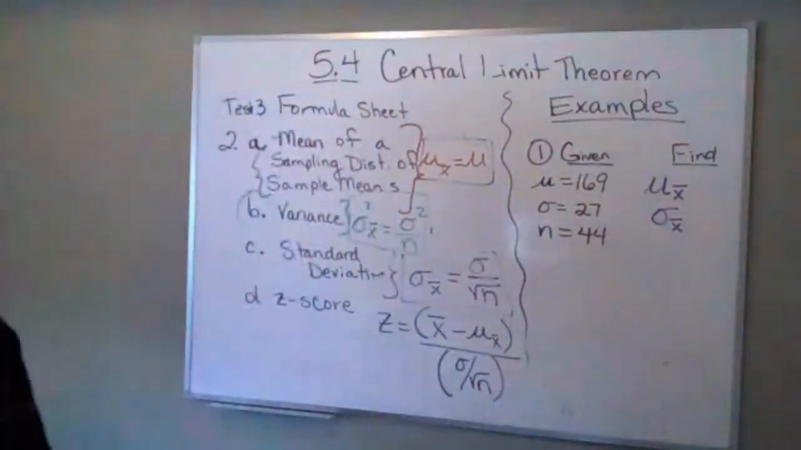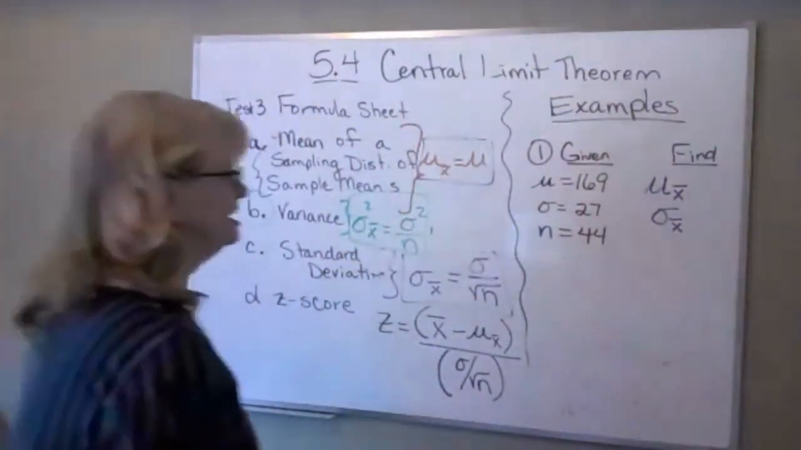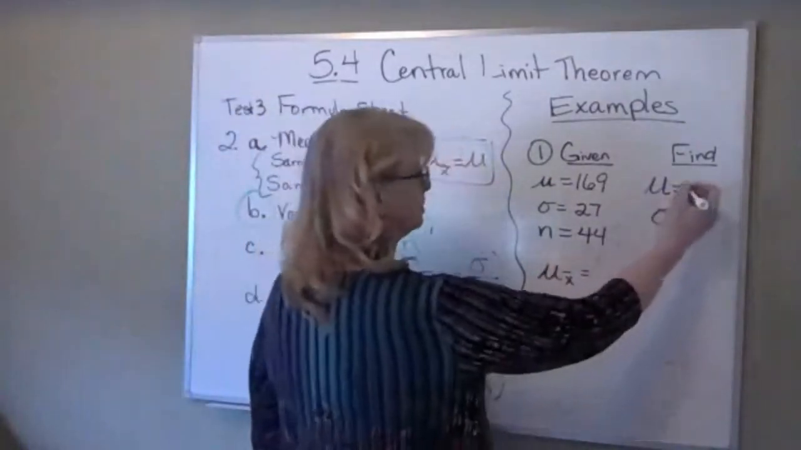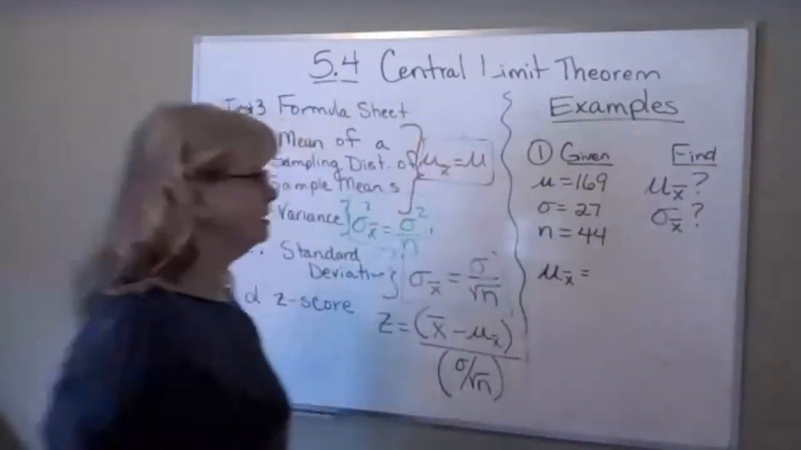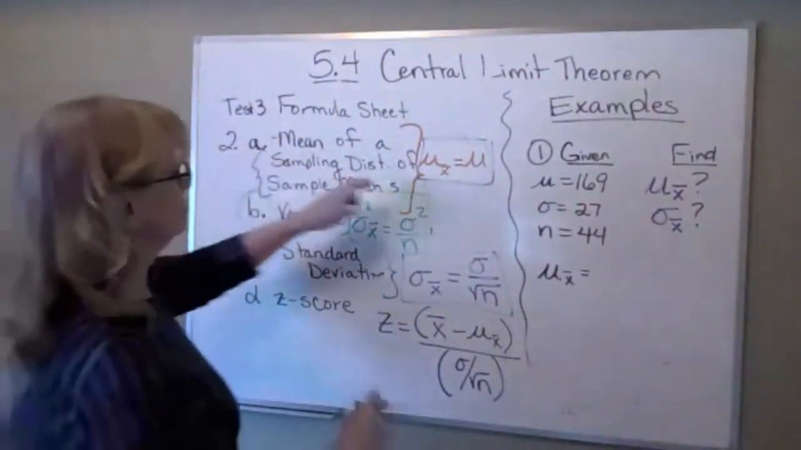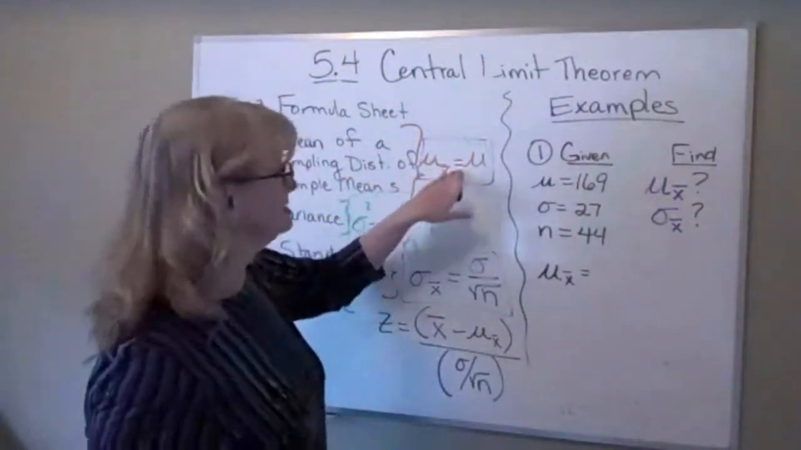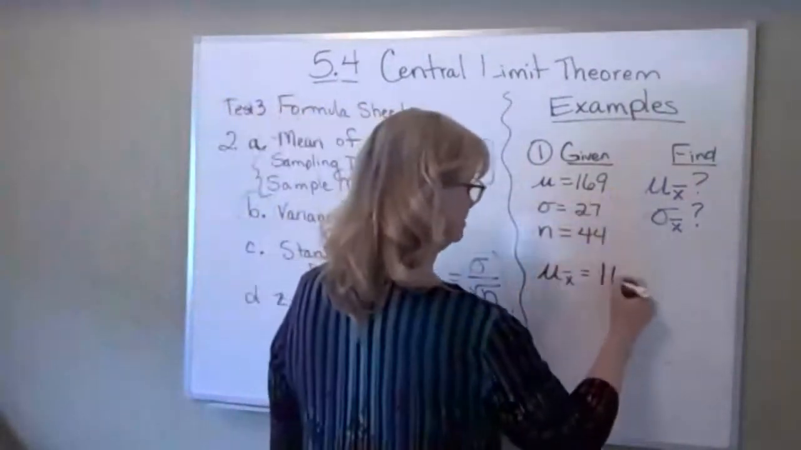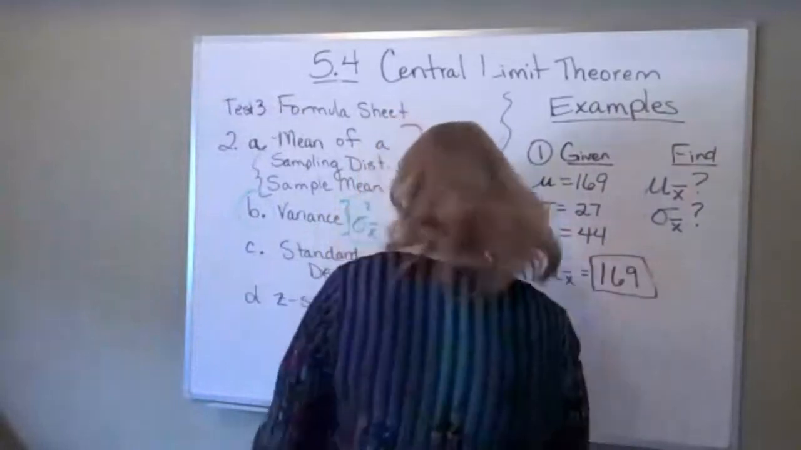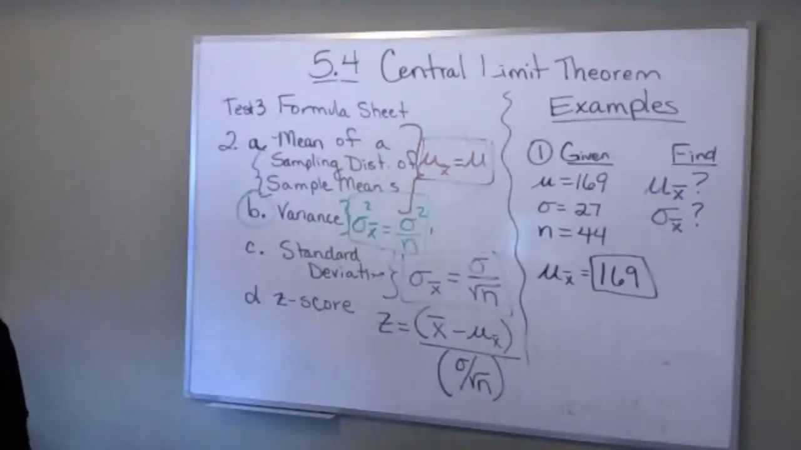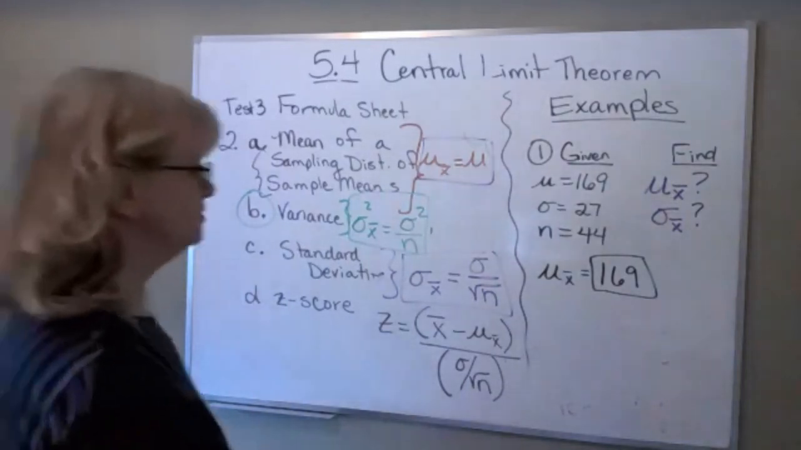And now I'm going to try to find the answers. So the first thing they ask for is the mean of the sample means. So that's this first part. We'll come back over to our formula sheet. The mean of a sampling distribution of sample means, notice it says the mean of the sample means is equal to mu. So the mean of the sample means must be 169. So I'm going to put that in as my answer for the mean, 169. And so that's the first part.